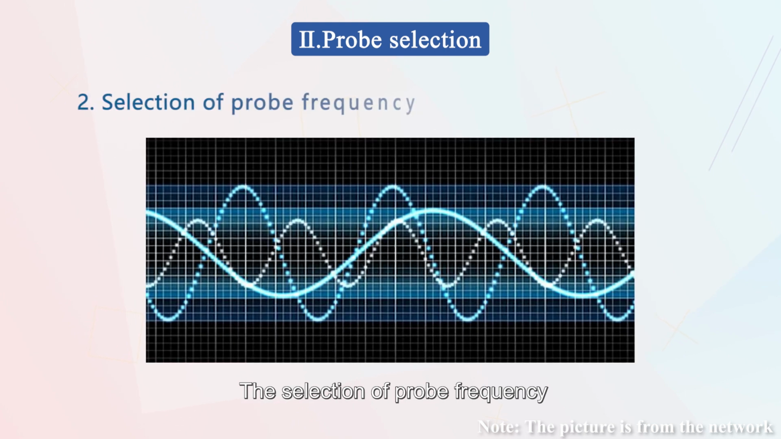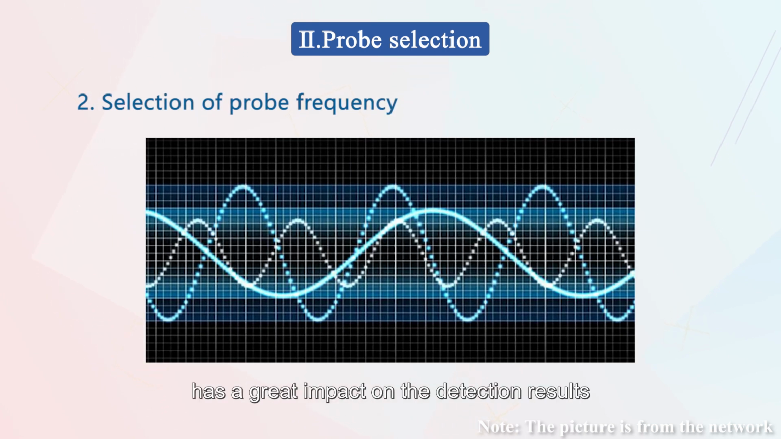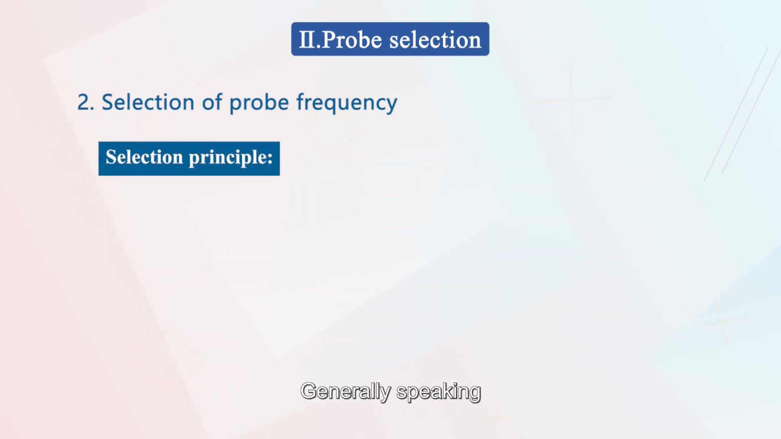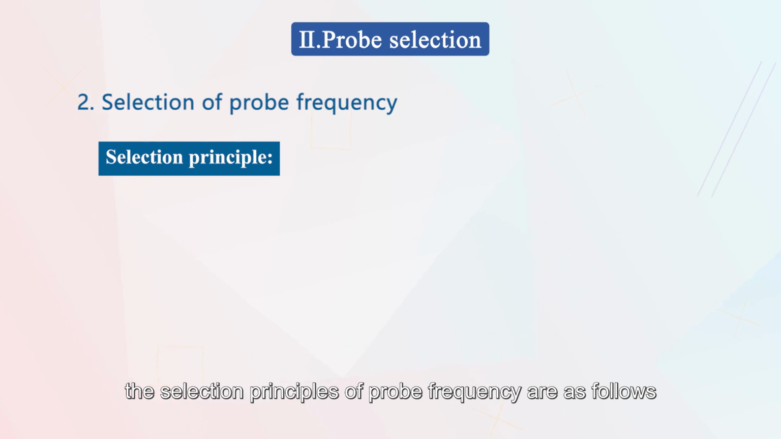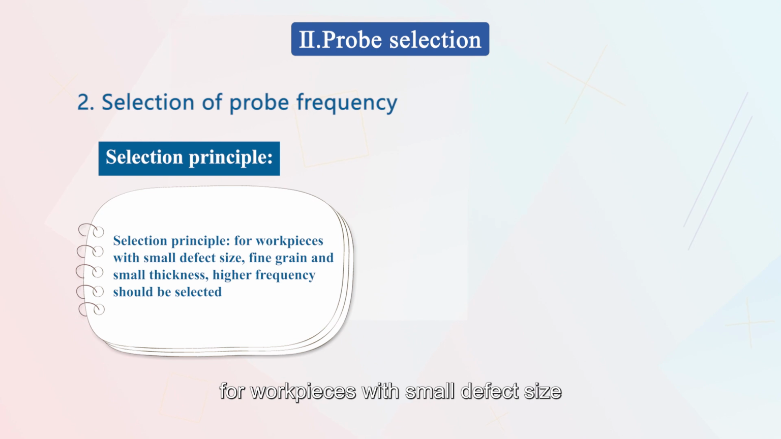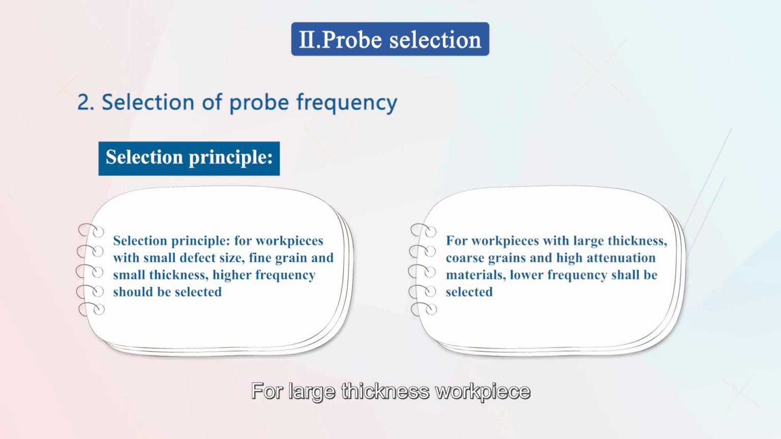The selection of probe frequency: the ultrasonic probe frequency has a great impact on the detection results. Generally speaking, the selection principles of probe frequency are as follows. For workpieces with small defect size, fine grain and small thickness, a higher frequency should be selected. For large thickness workpieces, coarse grain and high attenuation material, a lower frequency should be selected.